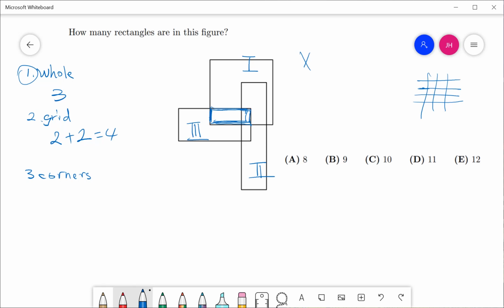For example, I'll use the red pen. Is this a corner? No. That's not a corner. That's a grid rectangle, that belongs to category 2. So this is not a corner, so only this is a corner. Of course this is not a corner either. That's a grid rectangle. So how many corner rectangles do we have now? All I can find is 1. We only have 1 corner rectangle. That's all we have.